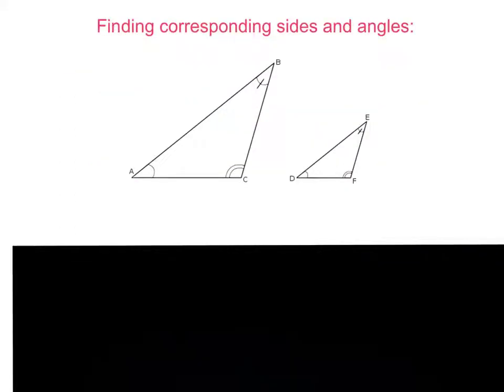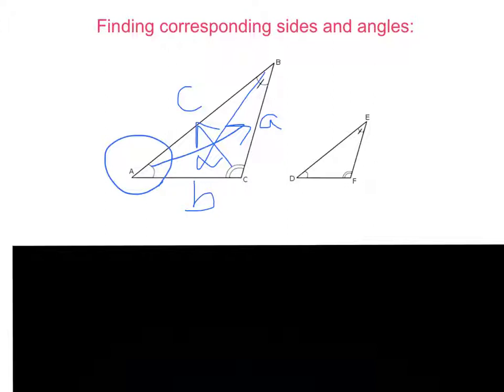Let's try finding some corresponding sides and angles. The first thing we need to know is how to label our sides and angles. The angles are already labeled for us, but to label the sides, we need to look at our angles. We have angle A. All angles are represented with an uppercase letter. If we go directly across from angle A, we have side a. Sides are represented with a lowercase letter. Directly across from angle C is side c, and directly across from angle B is side b.